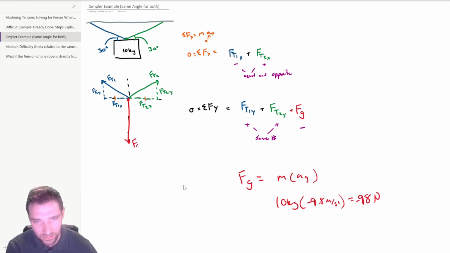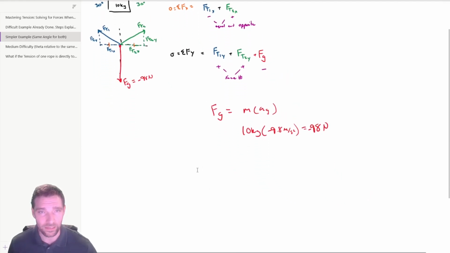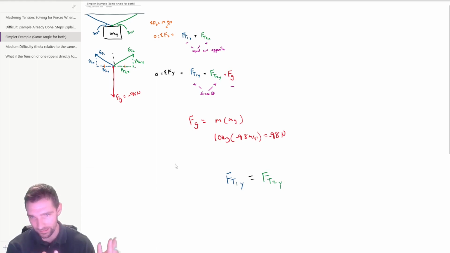So this force of gravity really is a negative 98 newtons. Sometimes you'll get this as a positive if you're looking at downward being positive, but usually down is negative by default. So that's a negative 98. And I know that these are going to be equal to each other. Because of that, we don't have to do quite as complicated substitutions. I can just say that the FT1y is equal to the FT2y, and therefore you can just add these two up as the same sort of thing.